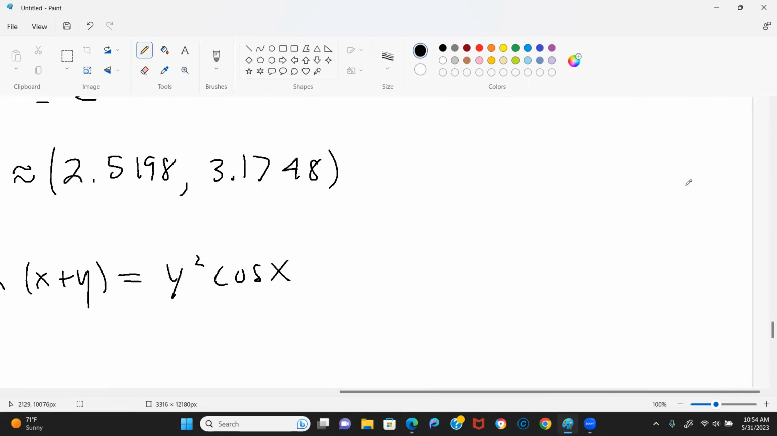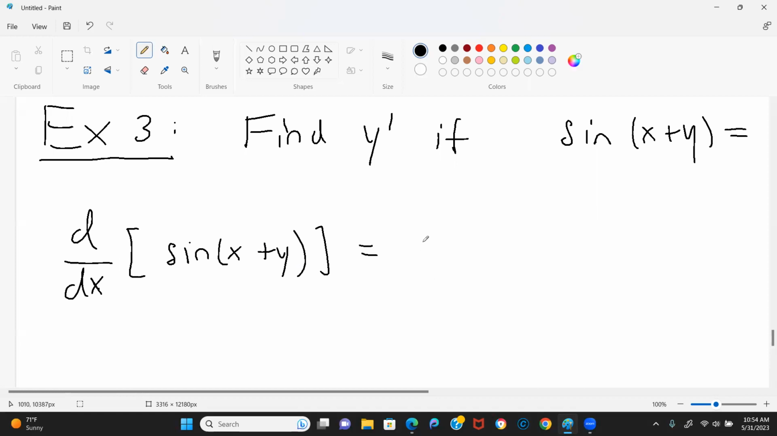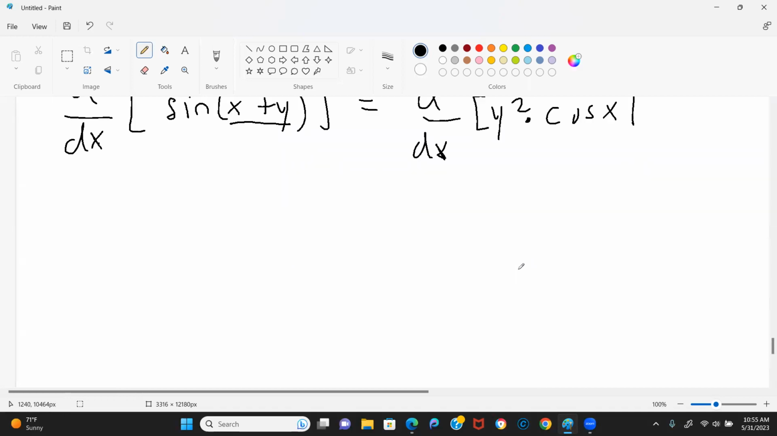All right, so now what we want to do is take the derivative, apply the derivative operator to both sides. So we're taking the derivative of sine of x plus y, and on the other side, we have the derivative of y squared cosine x. So we have sine composed with x plus y, and then over on the right-hand side, we have a product of two functions of x.